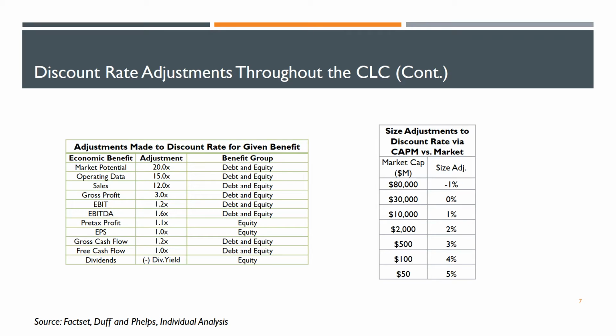Based on these preliminary studies, I will be able to adjust the discount rate based on the benefit chosen by multiplying the initial discount rate used by the adjustment per economic benefit.